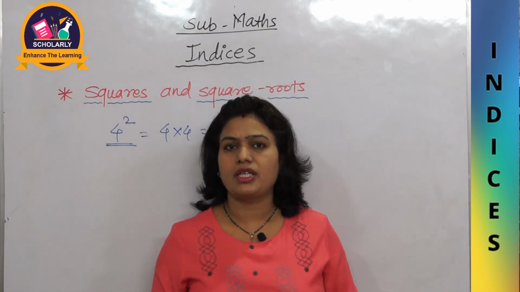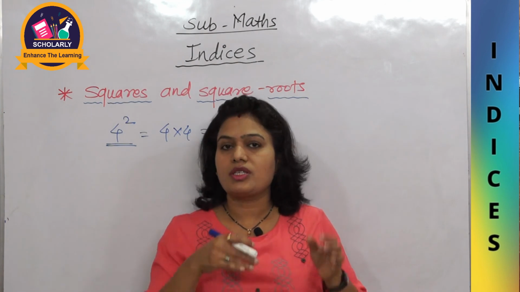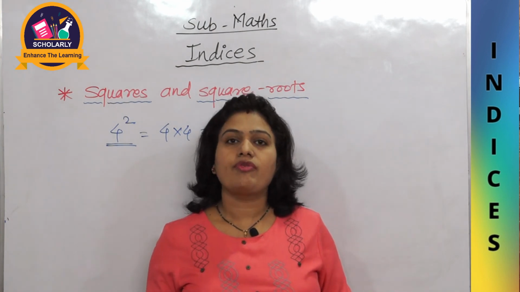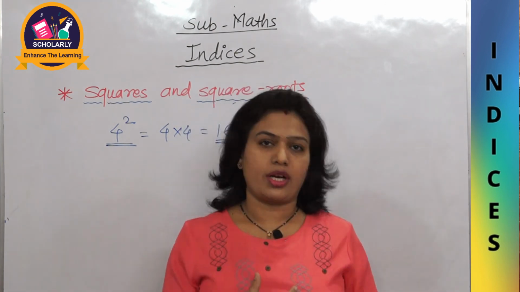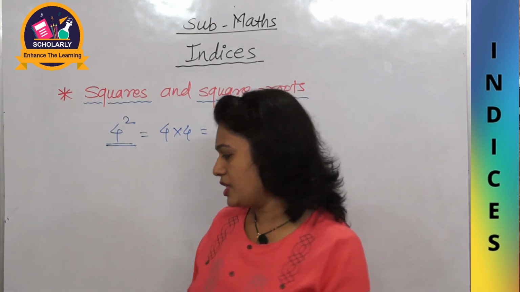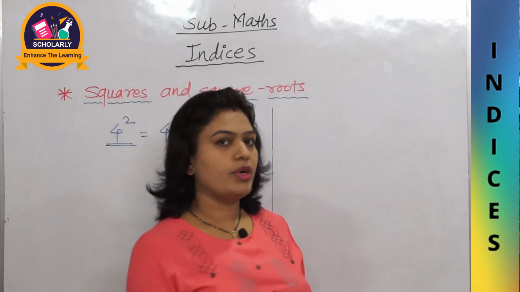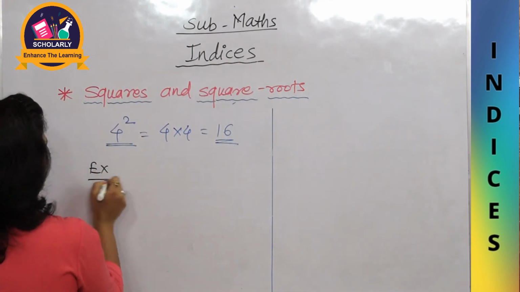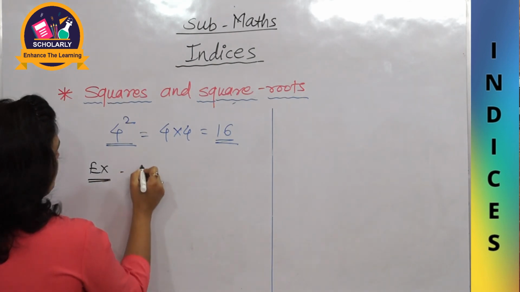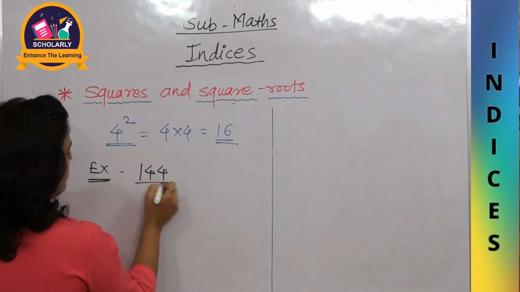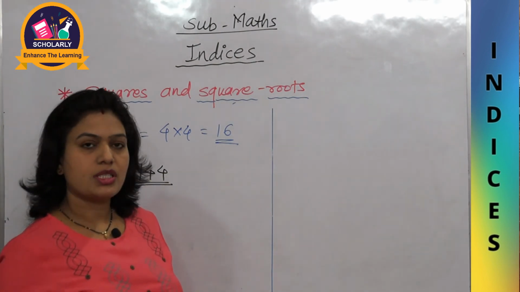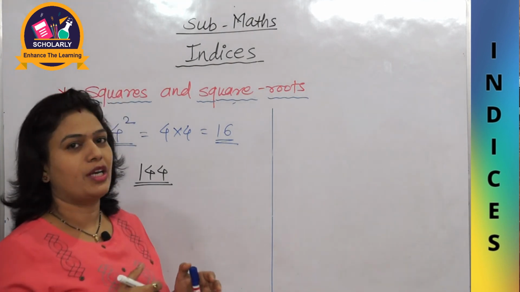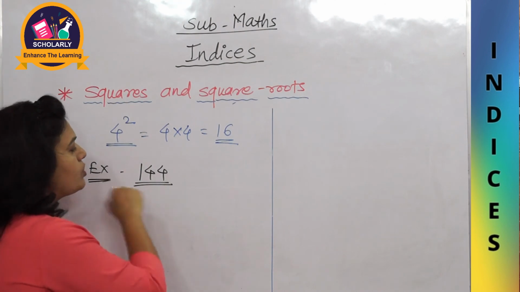There is a simple method, that is the factorization method. Using this factorization method, or simply writing the number in factors, we can find out the square roots of any square numbers. So let's see one example. If the given square number is 144, 144 is a square number. It is a square of a number. We have to find out its square root. So how can we find out the square root of this number?